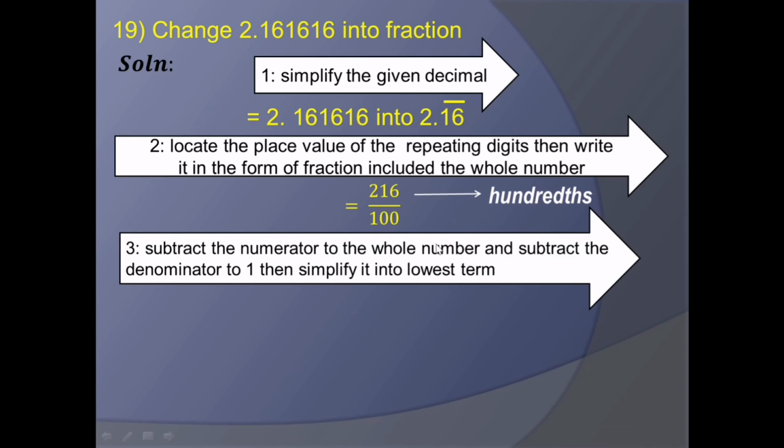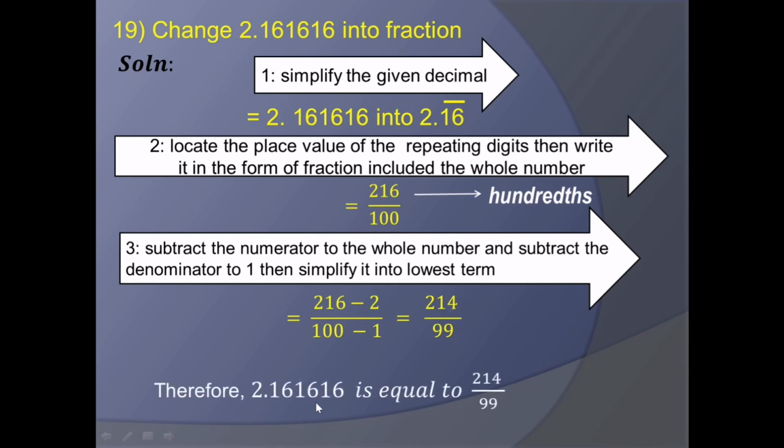Subtract the numerator to the whole number. This is the numerator. So 216 subtract the whole number, which is 2. Then subtract the denominator to 1. Okay, so going back to method 1, simply subtract the denominator to 1. So we have here 216 minus 2 over 100 minus 1, which is 214 over 99. And there is no number that can divide both the numerator and the denominator. So that would be the final answer. In short, if we divide 214 by 99, it will give you 2.161616.